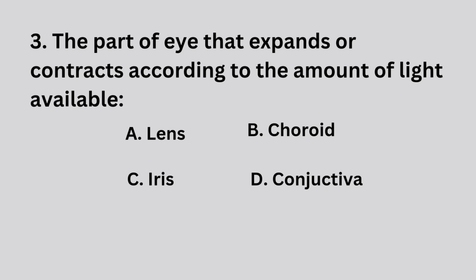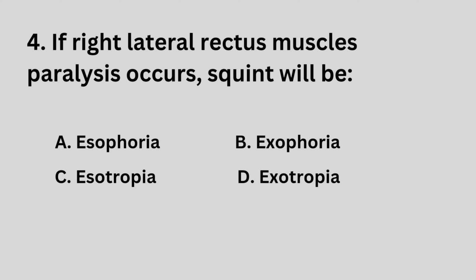Third question, the part of eye that expands or contracts according to the amount of light available. Option A, lens. Option B, choroid. Option C, iris. And option D, conjunctiva. The correct answer is option C, iris.